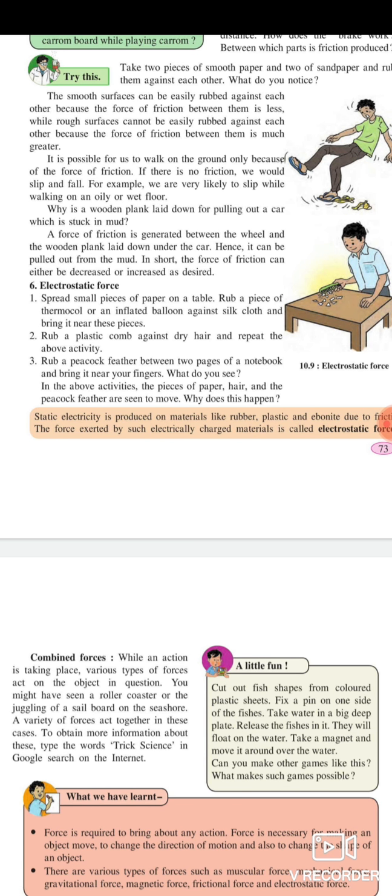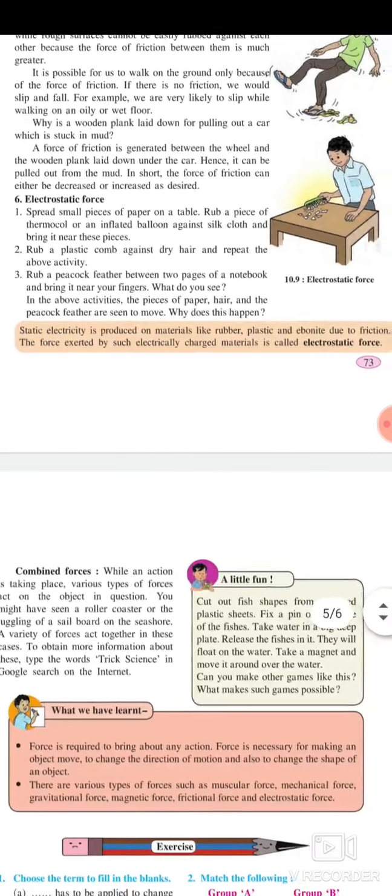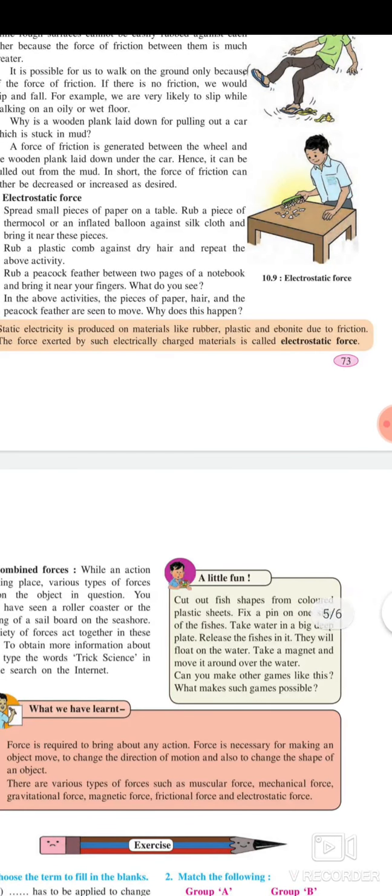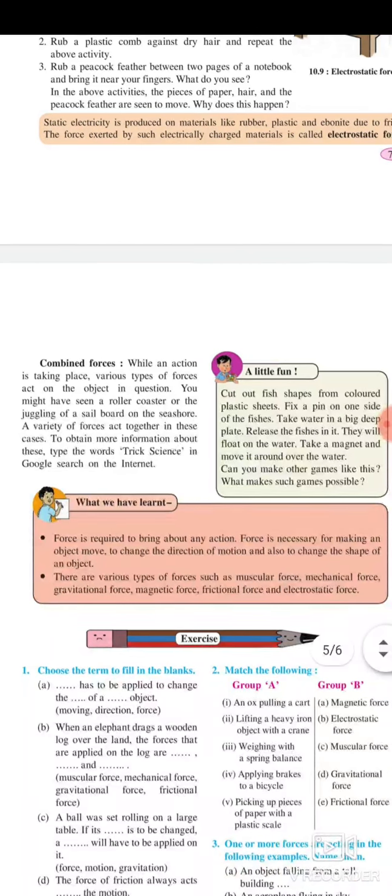What do you see? In the above activities, the pieces of paper, hair, and peacock feather were seen to move. Why does this happen? Static electricity is produced on materials like rubber, plastic, and ebonite due to friction. The force exerted by such electrically charged materials is called electrostatic force.